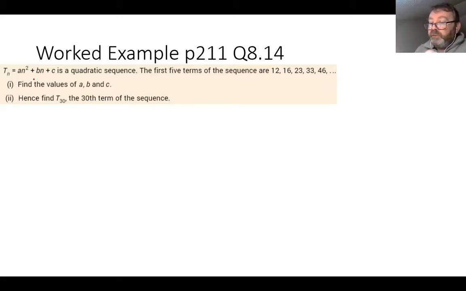T of n equals an squared plus bn plus c is a quadratic sequence. No surprise there, because a quadratic sequence has the same form as a quadratic expression. Just keep that in mind. The first 5 terms of the sequence are 12, 16, 23, 33 and 46.